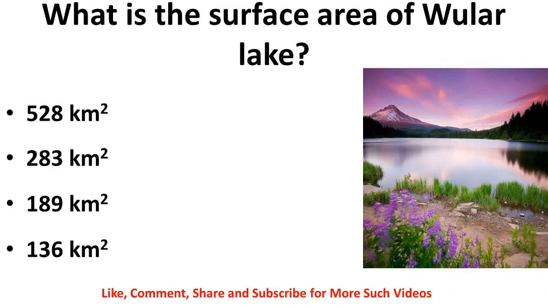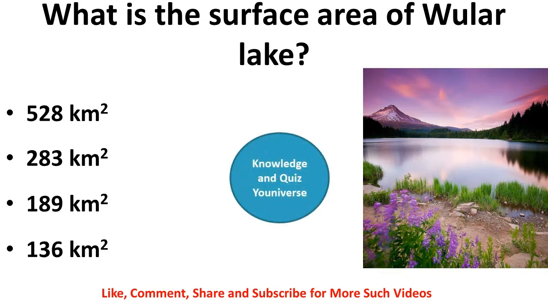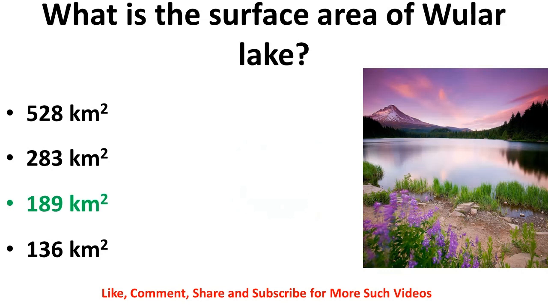What is the surface area of Wular Lake? 528 km square, 283 km square, 189 km square or 136 km square? The correct answer is 189 km square. The surface area of Wular Lake is 189 km square.